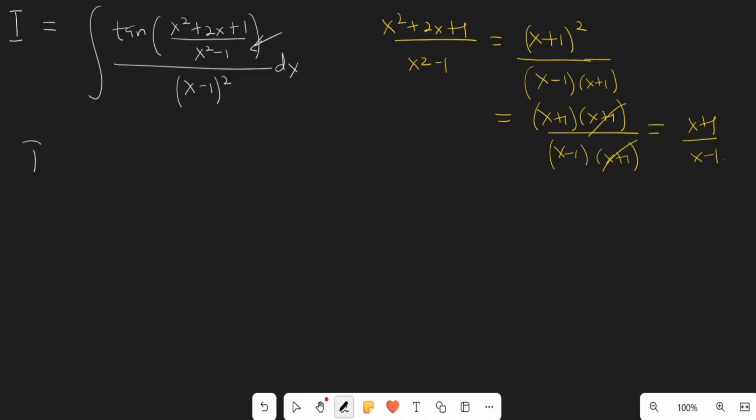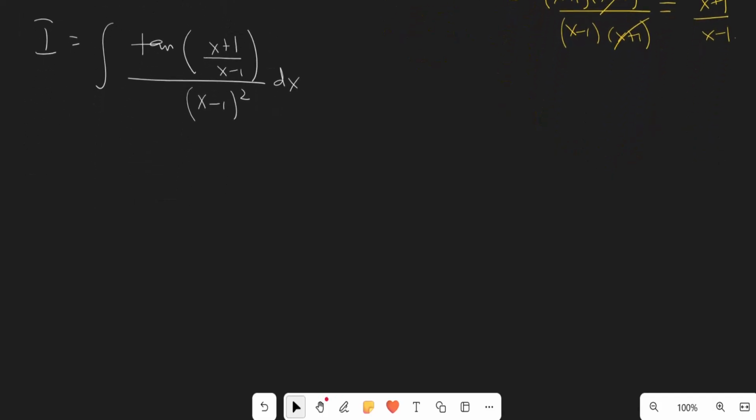So I is going to be the integral of tan of (x plus 1 over x minus 1) divided by (x minus 1) squared dx. Now I'm going to do a u-sub. I'm going to let u be equal to (x plus 1) over (x minus 1). Then I will differentiate this. So du dx.